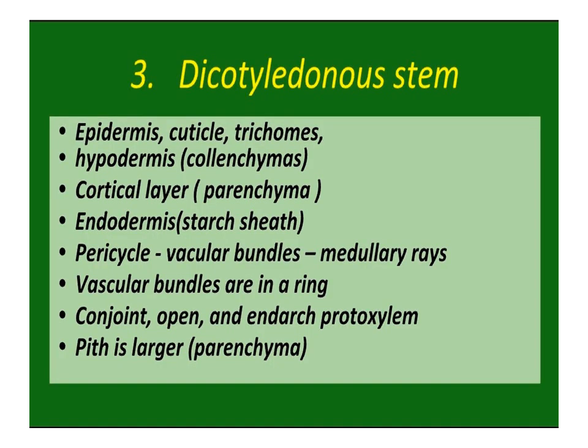Dicotyledonous stem. A TS of a typical dicotyledonous stem shows the organization of tissues as follows. Epidermis is the outermost layer of cells, which is externally covered with a thin layer of cuticle and may bear trichomes and a few stomata. Hypodermis consists of a few layers of collenchymatous cells just below the epidermis. It provides mechanical strength to the young stem.